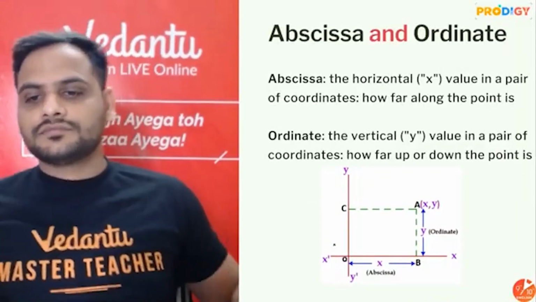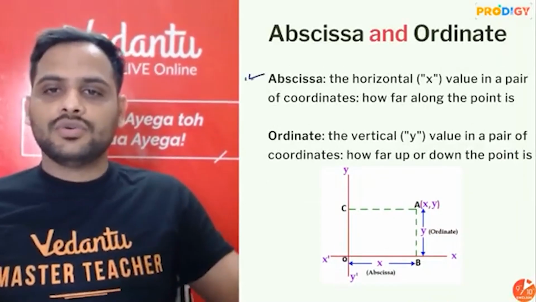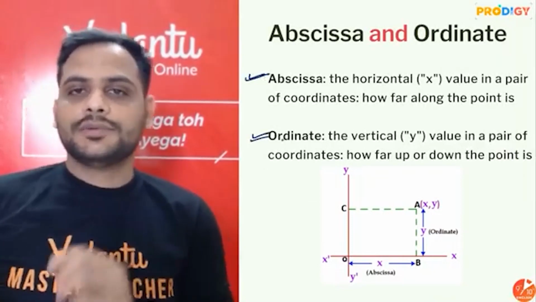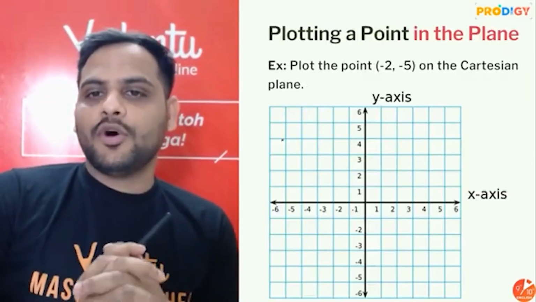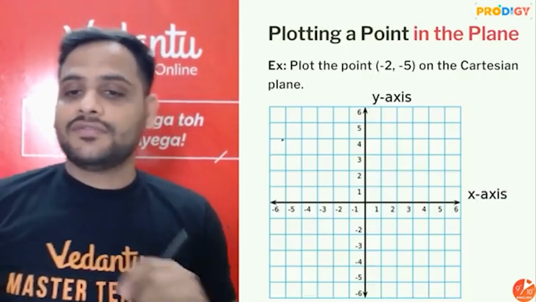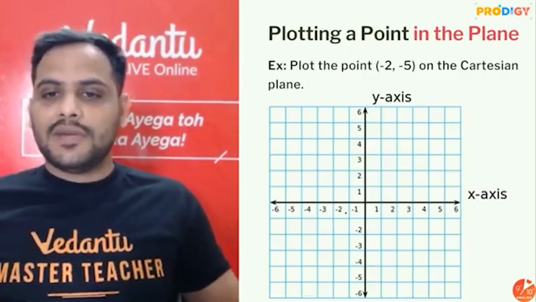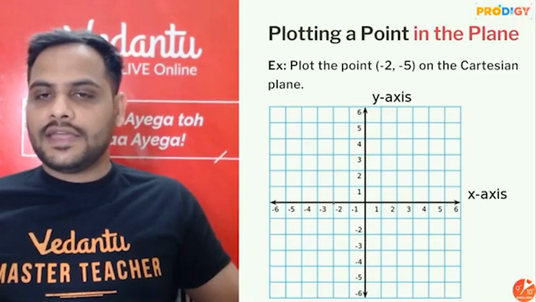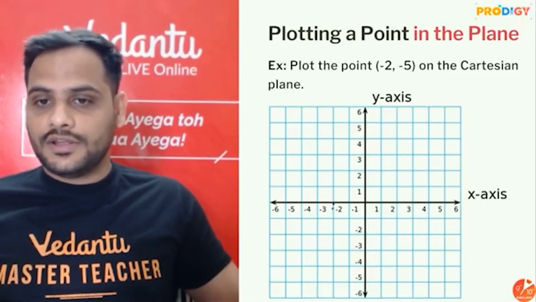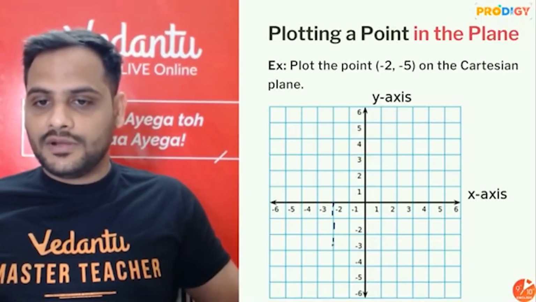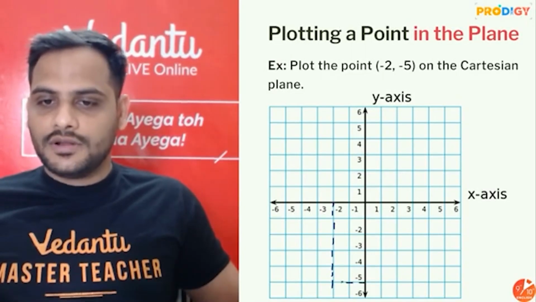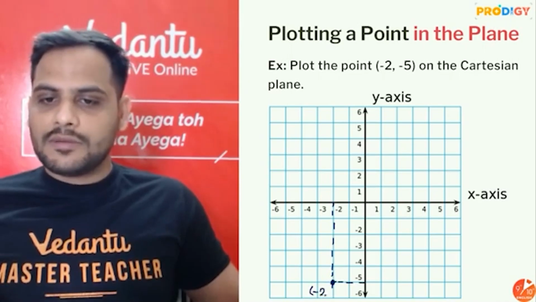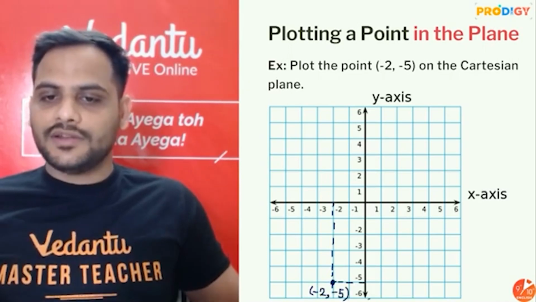Alright. Okay, so I have told you the definitions of both. Clear? Okay beta, now look, suppose the question is: plot the point (-2, -5) in the Cartesian plane. So x equal to -2, I can see x on the x-axis, it is over here. Let's drop a perpendicular, and -5 is over here. Let's drop another perpendicular, they both are intersecting over here. So this will be my point, which is called (-2, -5).